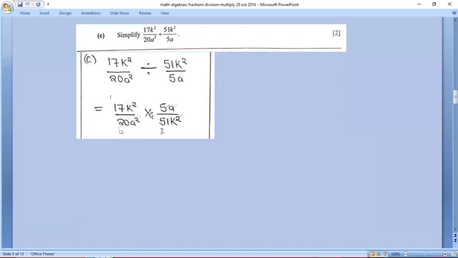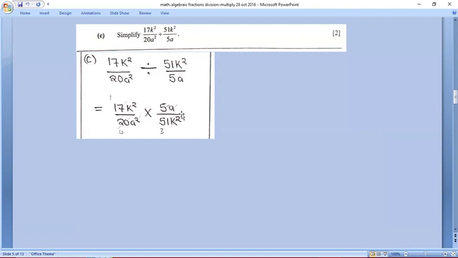Then we come to the numbers. The 5 is a factor of 20. So 5 in 5 is 1, and 5 in 20 is 4. It goes in there 4 times. So we remain with a 4. Then 17 can go into 51 3 times. So 17 in 17 is 1, and 17 in 51 is 3.